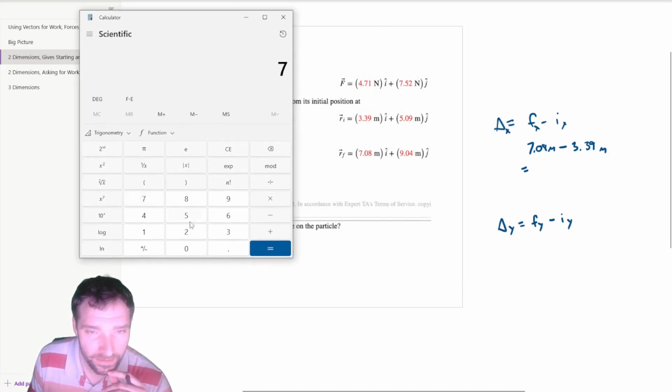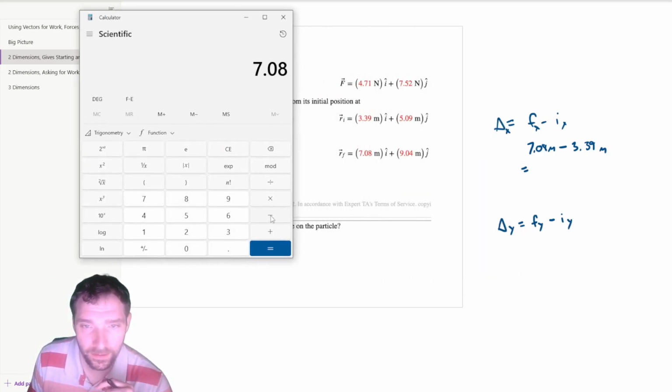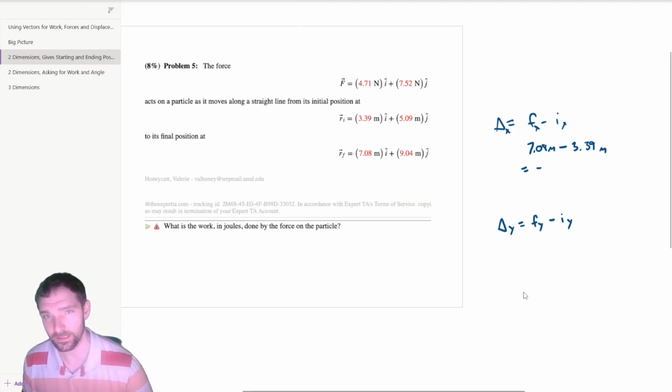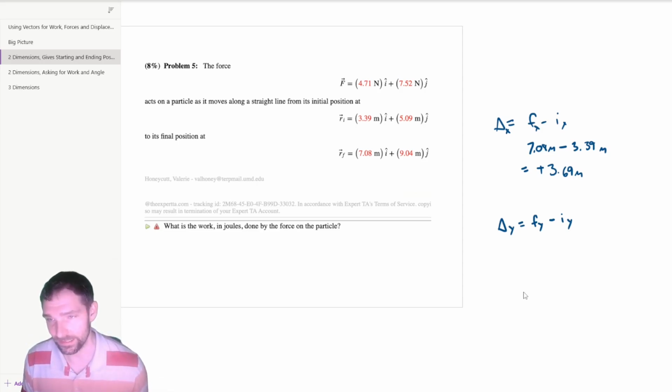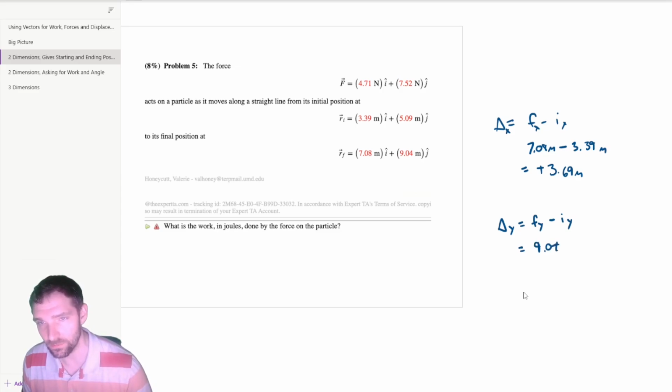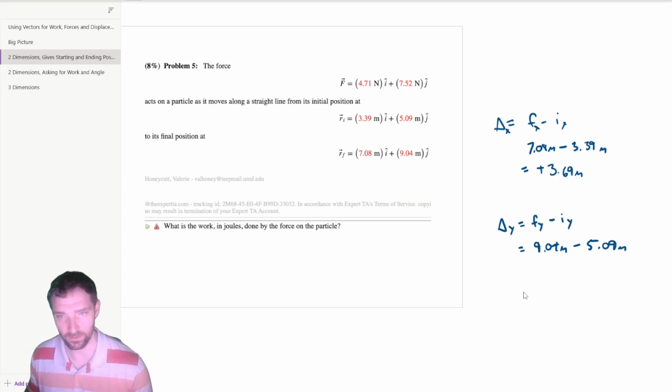So we got 7.08 minus 3.39. So that means our displacement is a positive 3.69 meters. So it's gone along the x-axis in the positive direction, 3.69 meters. And then if we do the y, because i is equal to x and j is equal to y, those are the vectors, the letters that they write for them. So we can then plug those numbers in, and we have a final of 9.04 meters minus 5.09 meters. Just make sure you're being careful with the final and initial and that you don't flip them.